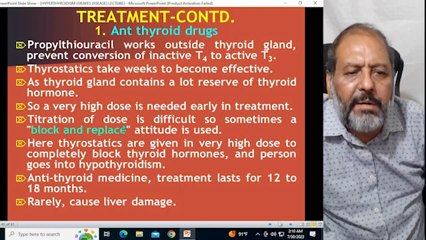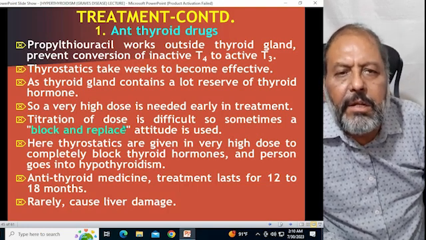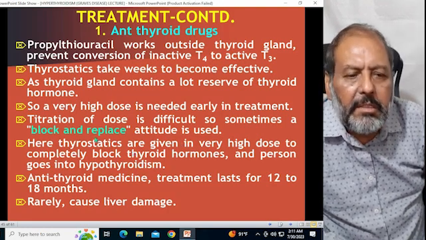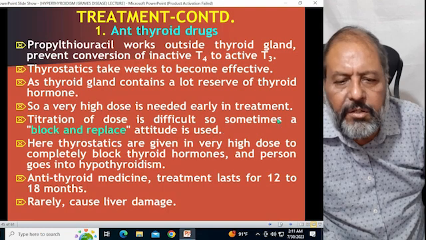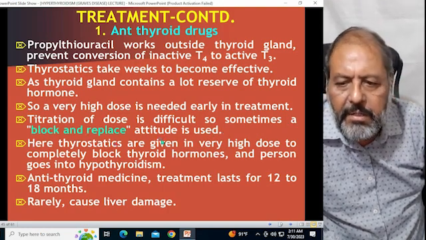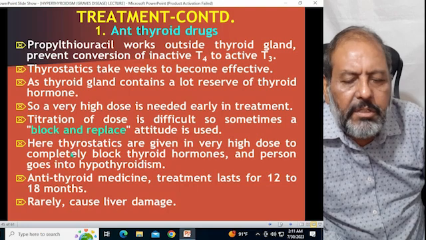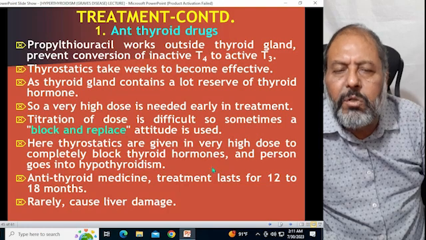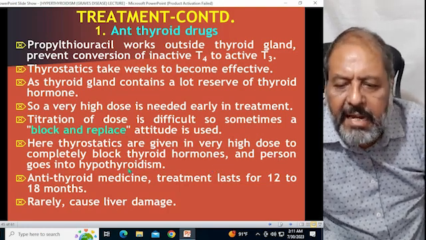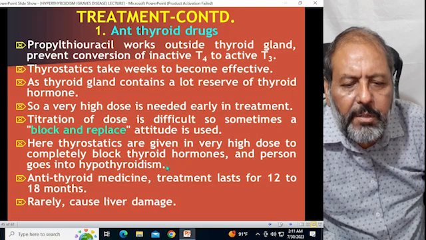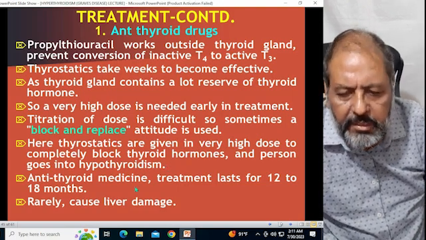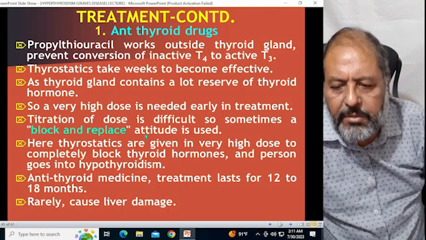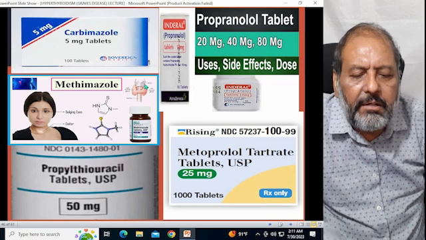Thyrostatics take weeks to become effective as the thyroid gland has a large reserve of thyroid hormone, so one has to give a very high dose early in the treatment, and titration of the dose is difficult. So sometimes a block and replace approach is used. Here, thyrostatics are given in very high dose to completely block the thyroid hormones and the person goes into hypothyroidism, which can be corrected by giving thyroxine later on. Antithyroid medicine treatment lasts for 12 to 18 months and it rarely causes liver damage.